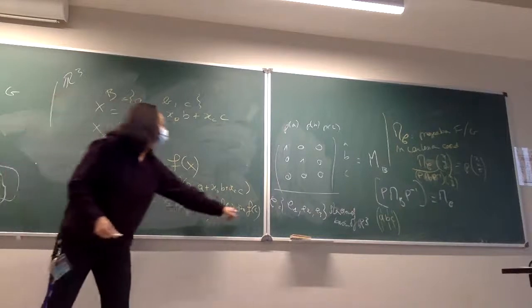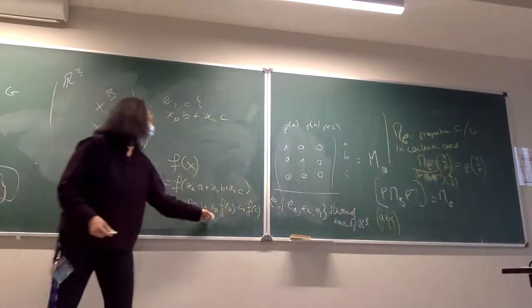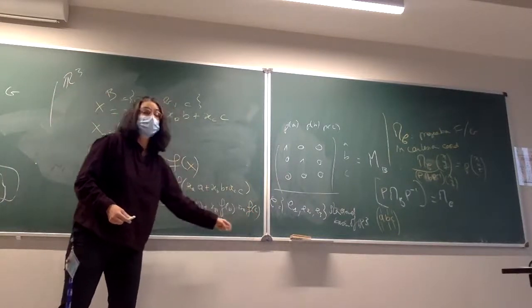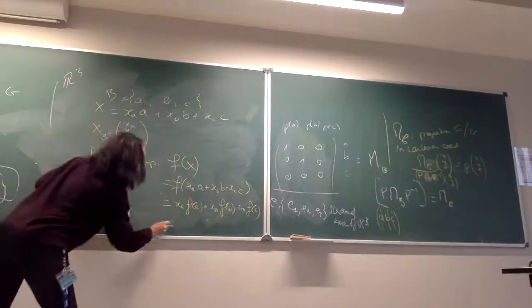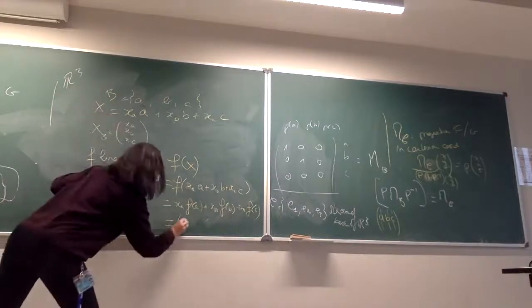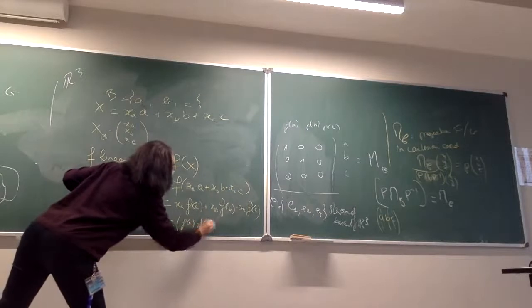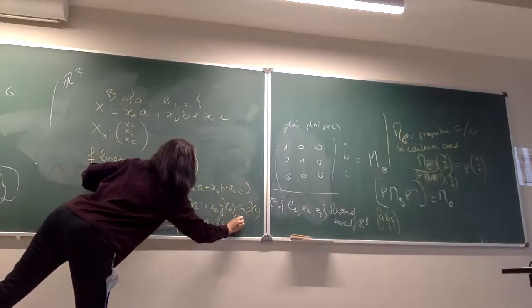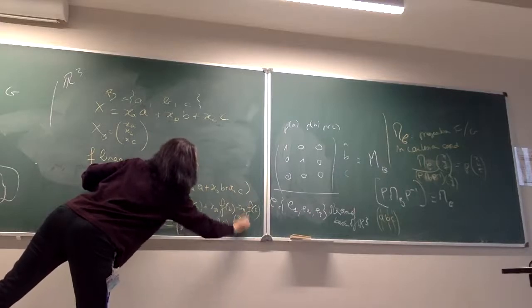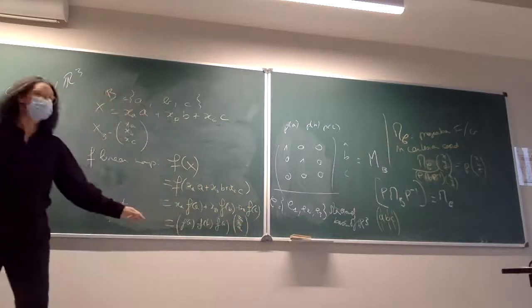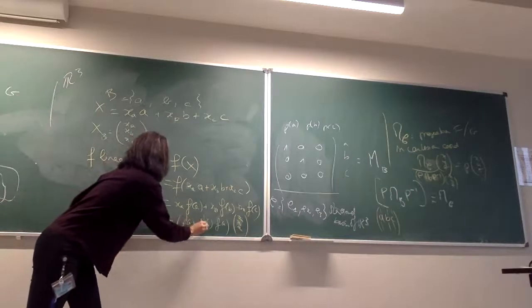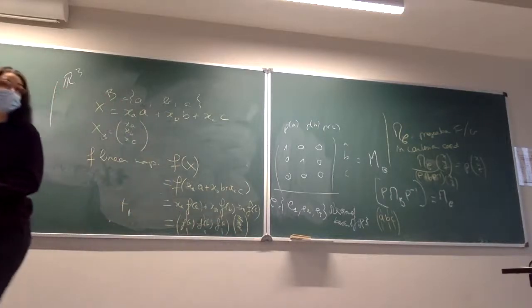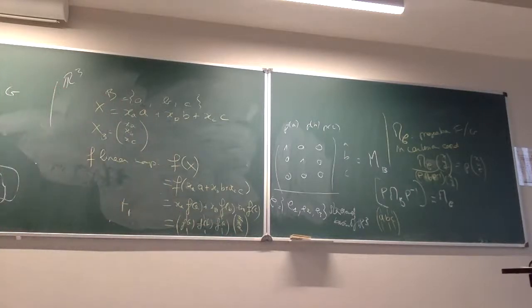And if ever you write this, you can write this as a matrix equation. That's going to be the matrix that contains the columns f of A, f of B, f of C, times the vector x_A, x_B, x_C. This can be expressed in a matrix form also. So it's all completely consistent, of course.